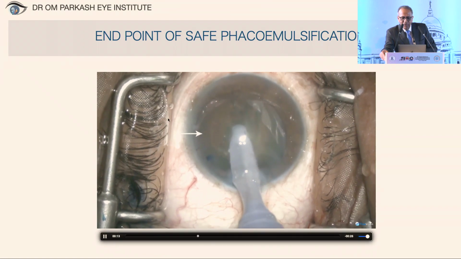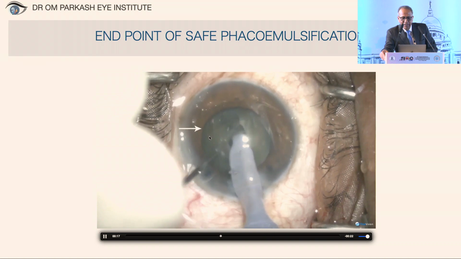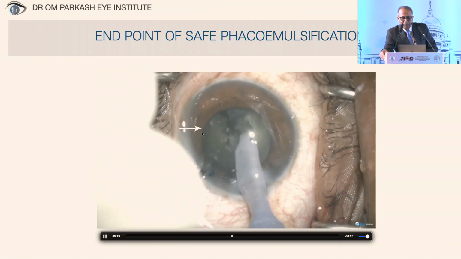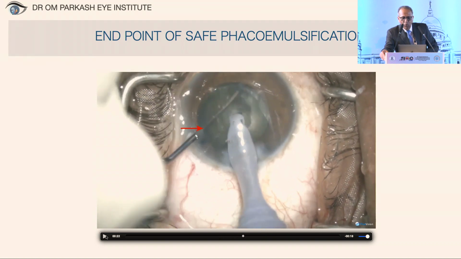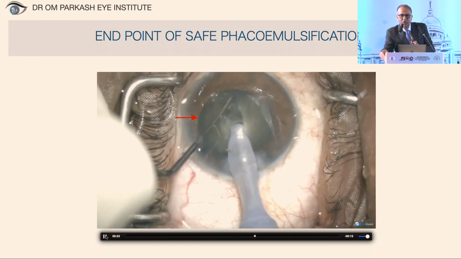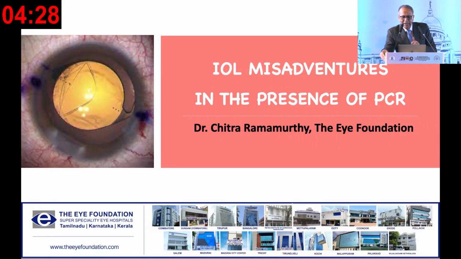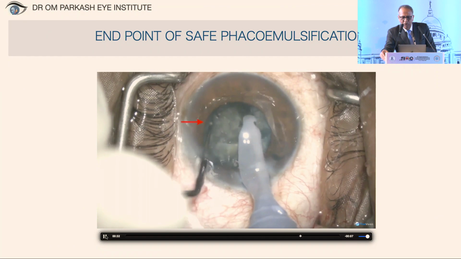The emulsification is carrying on, and while dividing, the flap stops fluttering. Now what does that mean? This means this is the end point of safe phacoemulsification. So the surgeon who was oblivious of the relevance of flap motility sign continued and ended up in a situation wherein there was a catastrophe and the nucleus dropped.